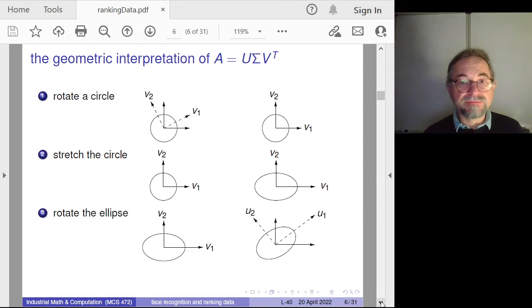Okay, so then we have the ellipse that gets rotated at the third stage in this multiplication. So a general matrix is reduced to the matrix of singular values by the pre and post multiplication of 2 orthogonal matrices. We will use this geometric interpretation to justify the pre-processing of the data.